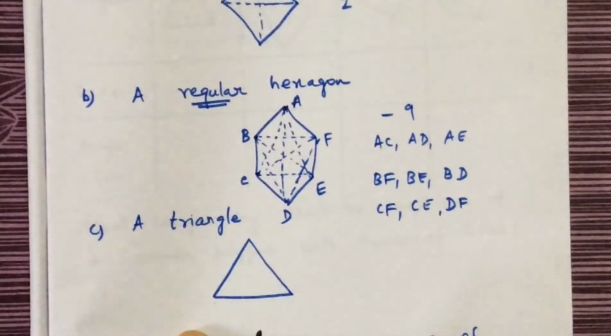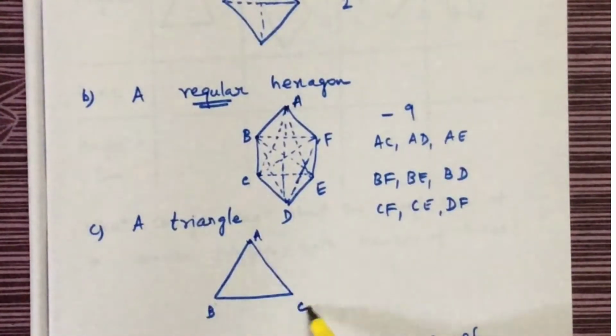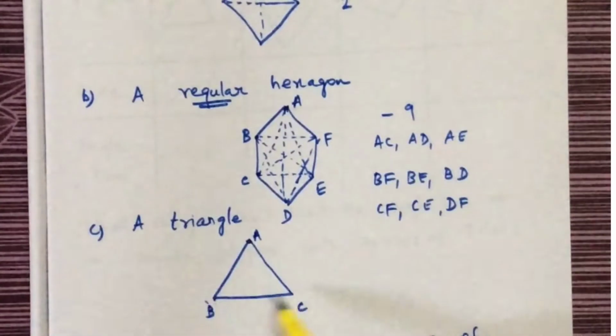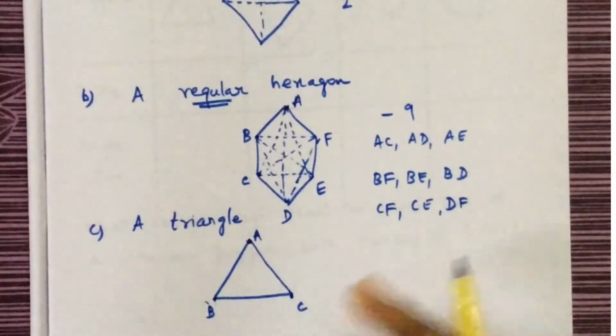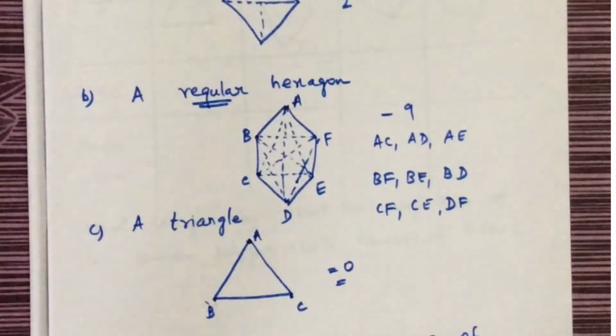For a triangle, see there is A, B and C. So, this point is connected to this and here and here. There are no vertices other than that. So if you see here, these are the 2 nearby vertices. There is no other vertex other than this A and C. So there is no diagonal for a triangle.